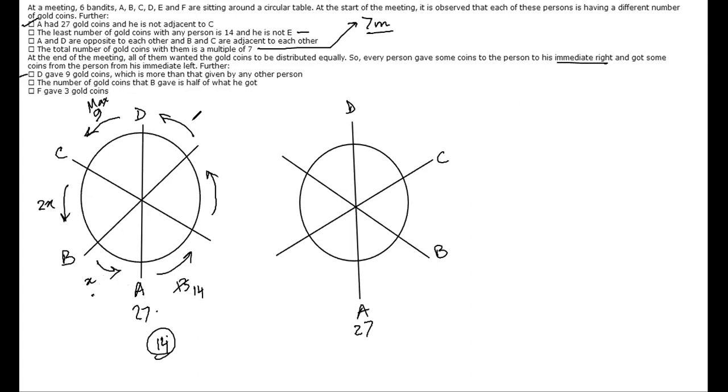Yes, sir. So that means what? A's value can never reduce to 14, right? Because then he'll have to give at least 13 coins away, which is violating the basic condition. So the only possible number that you can have is 21. So let me write that down. Everyone has 21 eventually. So A has to give away how many then?